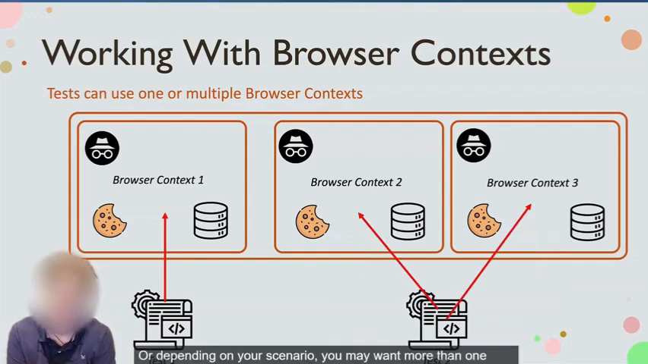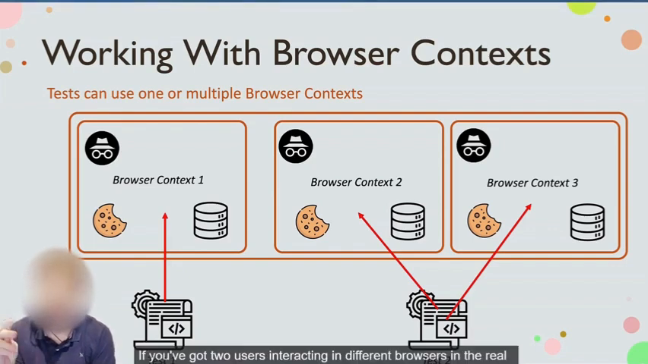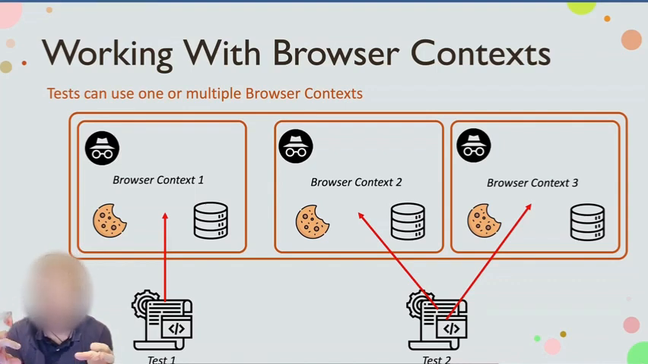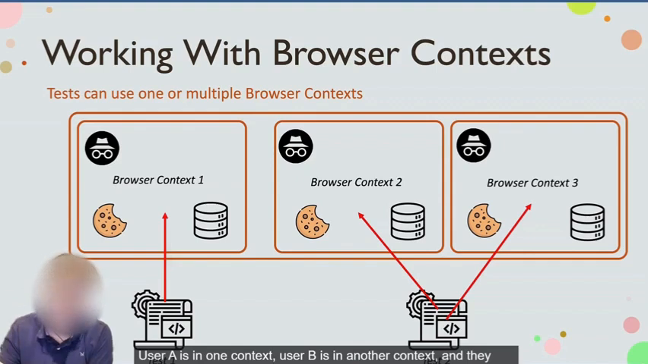Or depending on your scenario, you may want more than one context for the same test. If you've got 2 users interacting in different browsers in the real world, you could simulate that by having 2 browser contexts in the same test, and user A is in one context, user B is in another context, and they can interact.